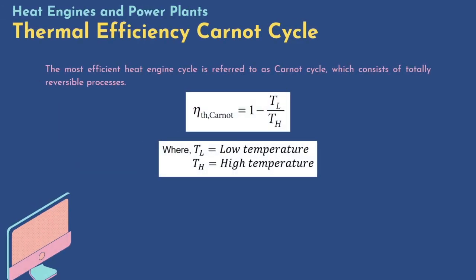Thermal efficiency cannot be 100 percent for a heat engine cycle. The most efficient heat engine cycle is referred to as the Carnot cycle, which consists of totally reversible processes. η Carnot is equal to 1 minus TL over TH, where TL is equal to the low temperature and TH is equal to the high temperature.